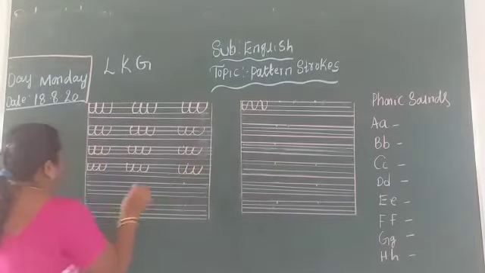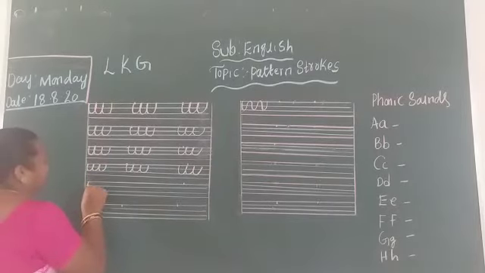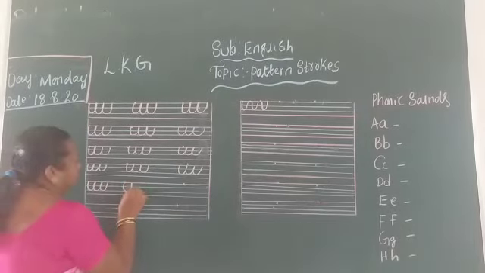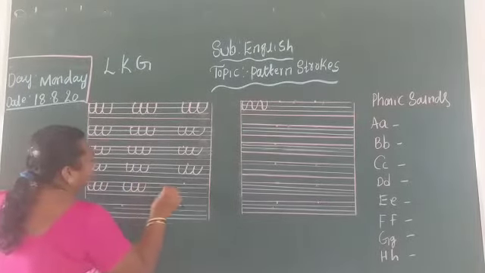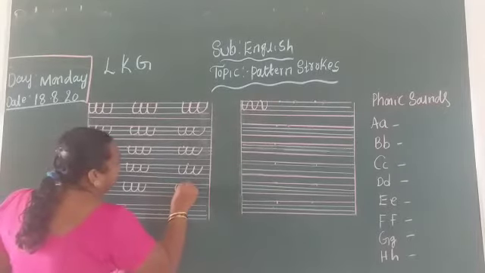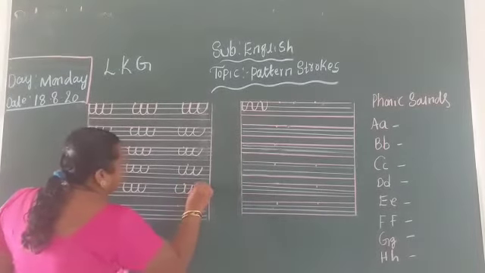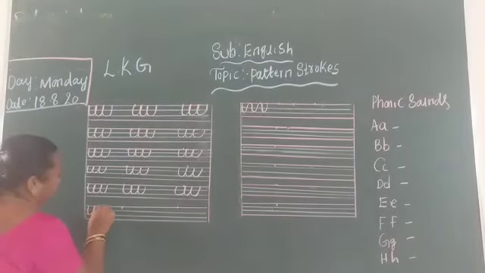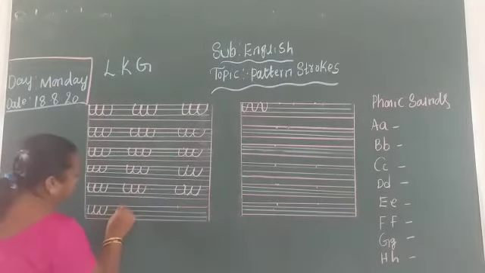Okay. Pattern strokes. Touch the red line. Come to the blue line. Again touch the red line. Join like this, right? Okay. What is this? Pattern strokes. What is this, children? Pattern strokes. Right? Neatly. How am I writing? Red line to blue line. Touch and write. Okay. Red line to blue line. And join like this and you write.